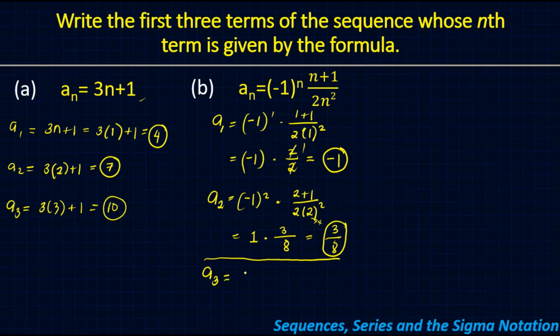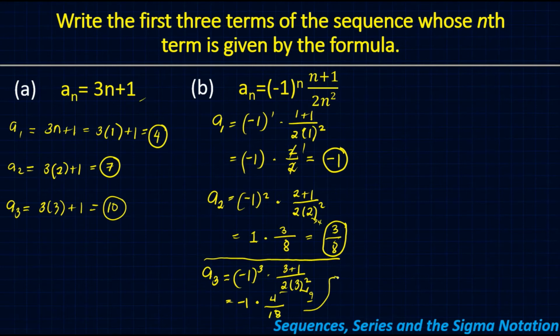And a sub 3 is equal to negative 1 raised to 3 times 3 plus 1 over 2 times 3 squared. Simplifying this, we will have negative 1 raised to 3. That means negative 1 times negative 1 times negative 1. We will obtain negative 1. Okay, times 3 plus 1 equals 4 over 2 times 3 squared. 3 squared means 3 times 3 equals 9.